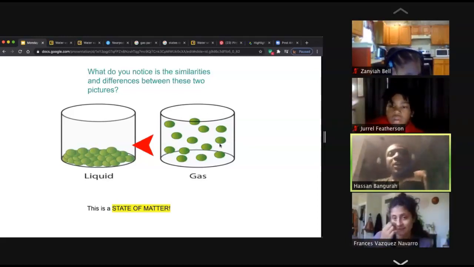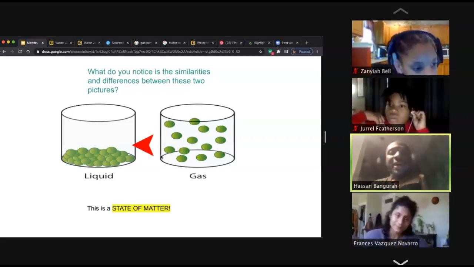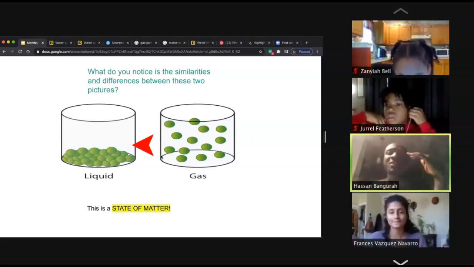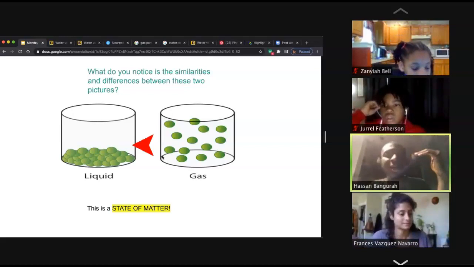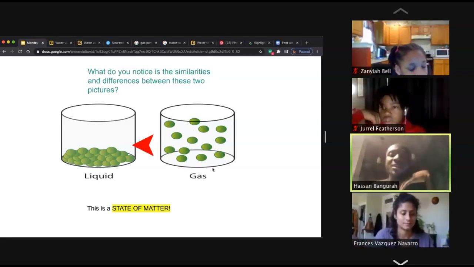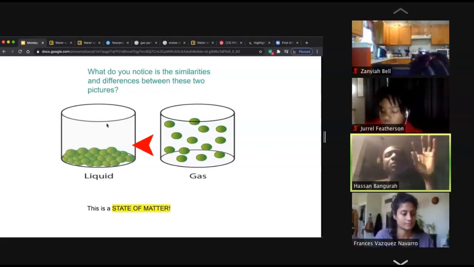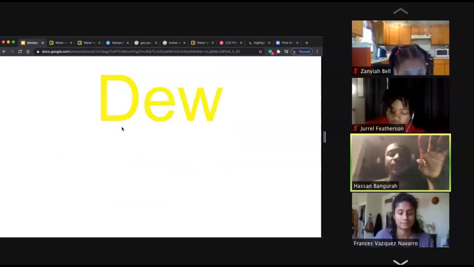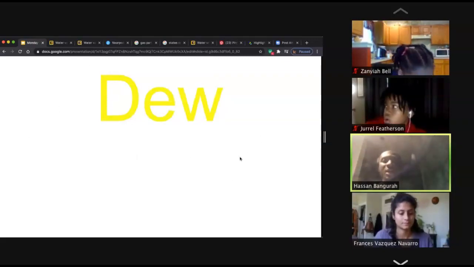What you're seeing a picture of is the different states of matter. We're going to talk more about states of matter next class. But when you look at the gas, this is one state of matter. And then when you look at the liquid, this is another state of matter. All right. And so now let's talk about what condensation might look like or what you might see outside.